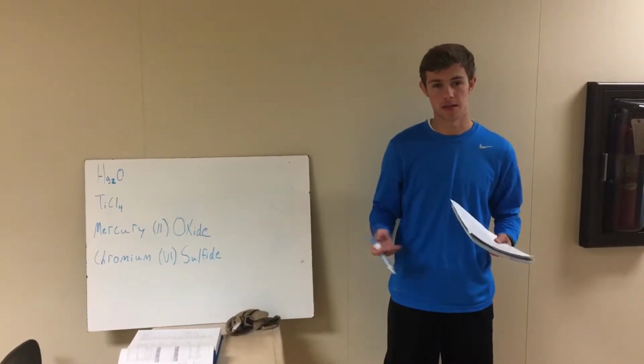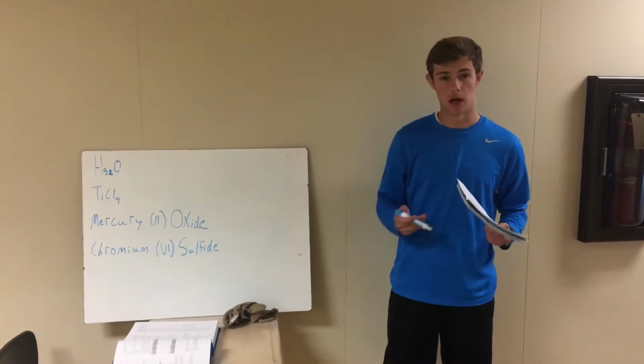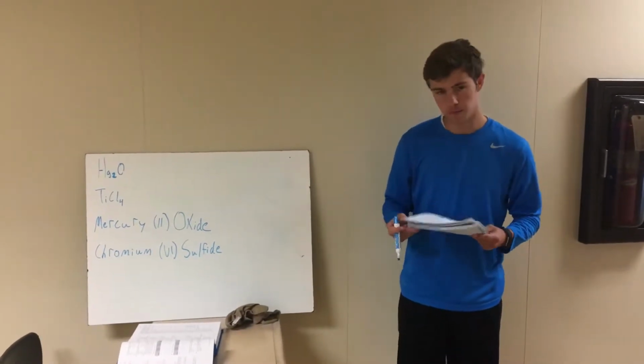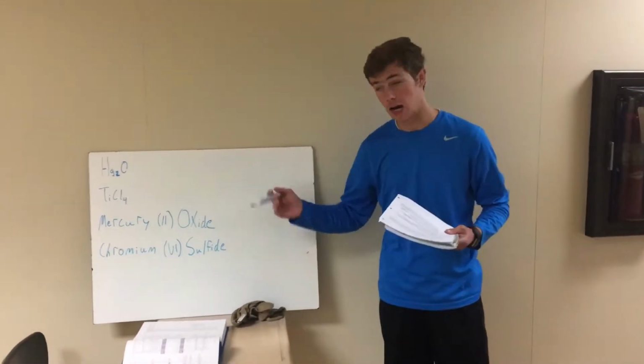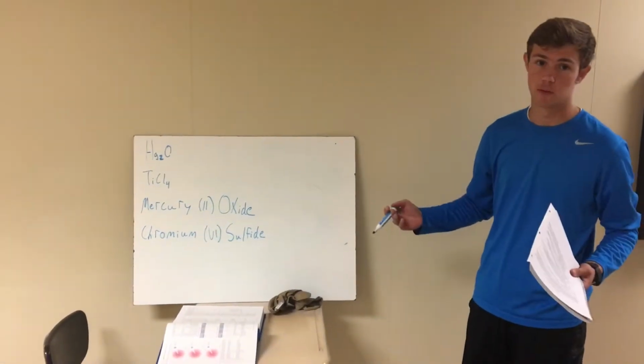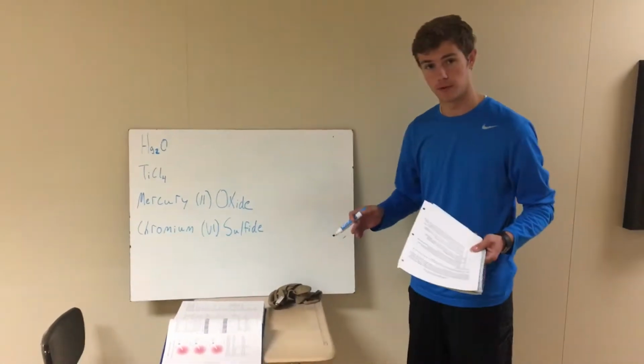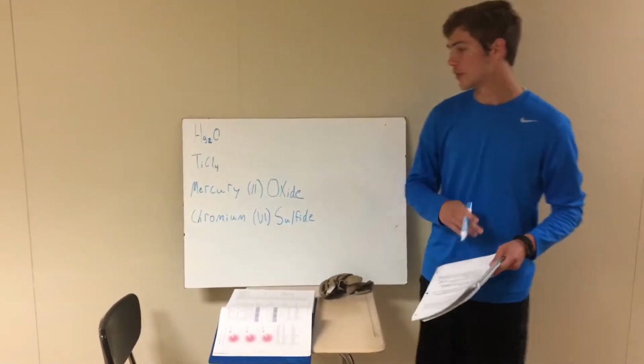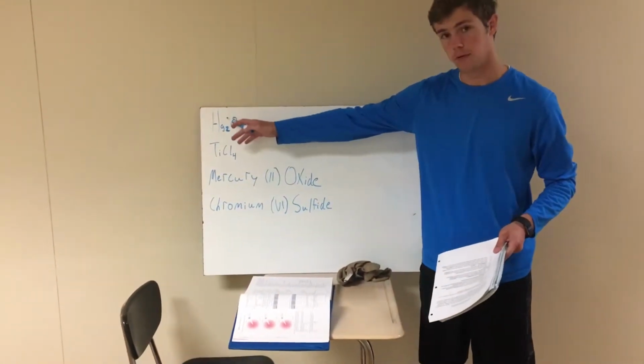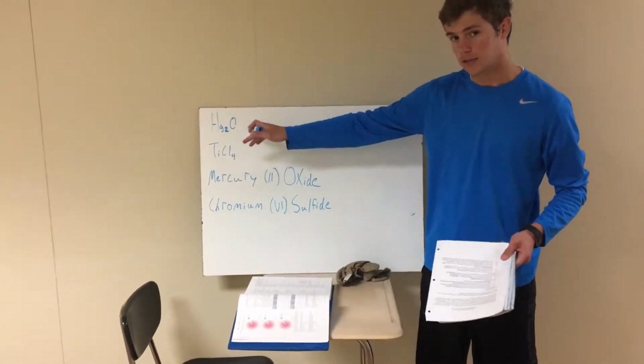I'm here today to help you name Roman numeral ionic compounds. First we're going to start with mercury oxide. Now I kind of just gave it away what it is, but I'm still going to go through it. So you're given Hg2 mercury O oxide.